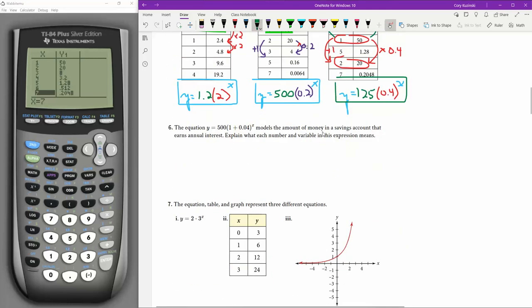All right, this equation models the amount of money in a savings account that earns annual interest. Explain what each number and variable means. Okay. Well, y is the balance of the savings account. Let's see, x is what? The number of years that have passed.